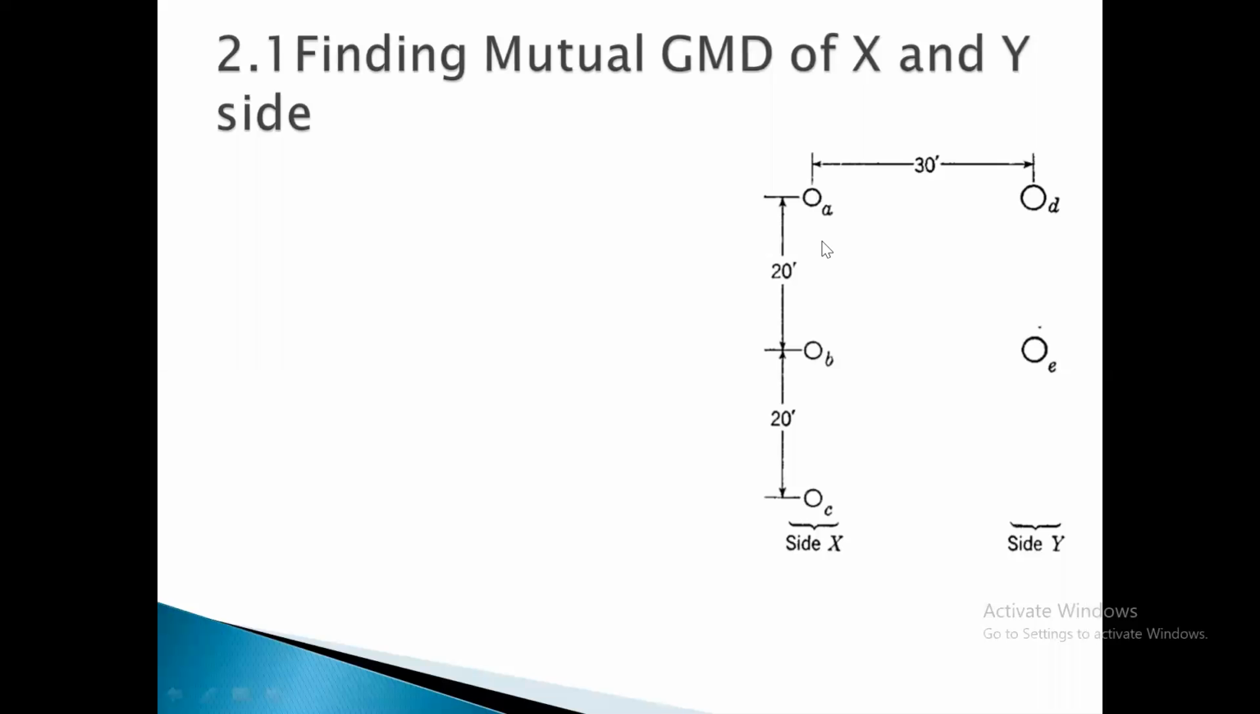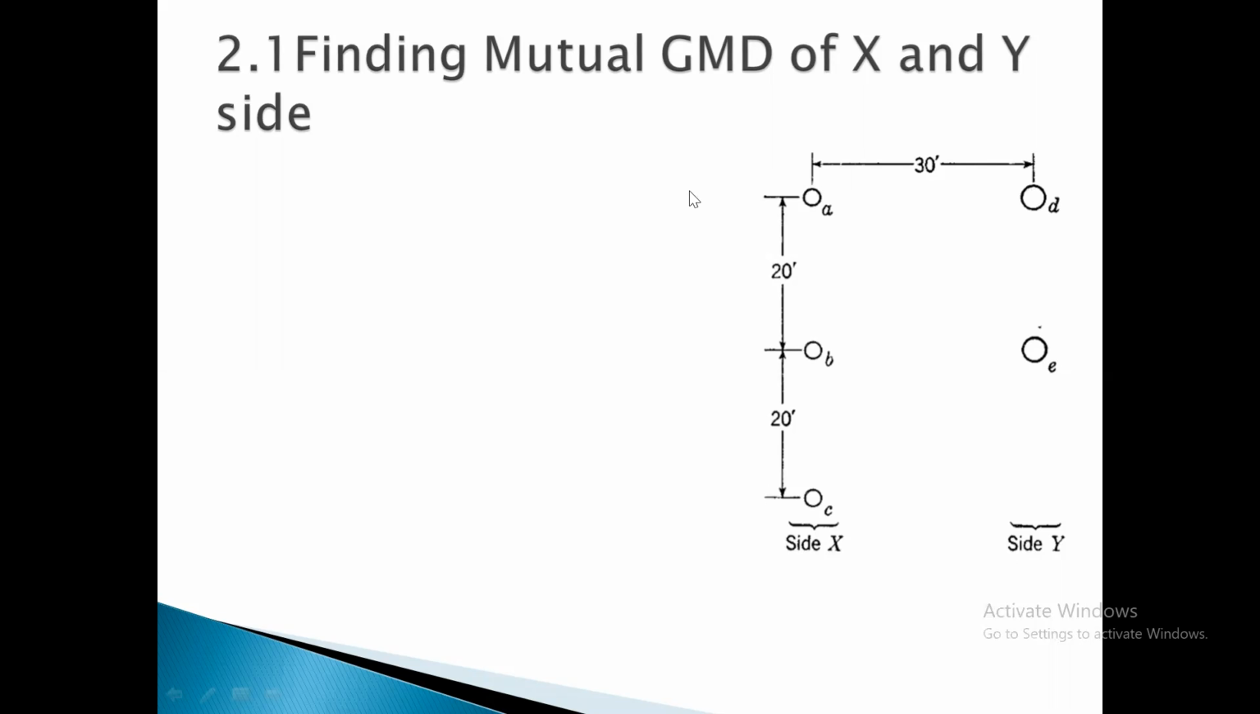Without going into details about which kind of transmission line it is, I will just tell you how we calculate the mutual GMD and self GMD. By considering these two sides, I will consider this as one side, or one phase, and this as a second phase.